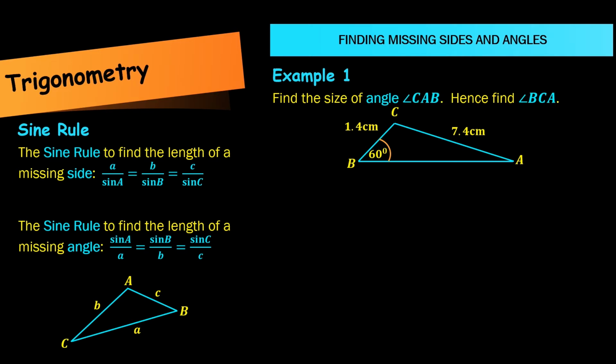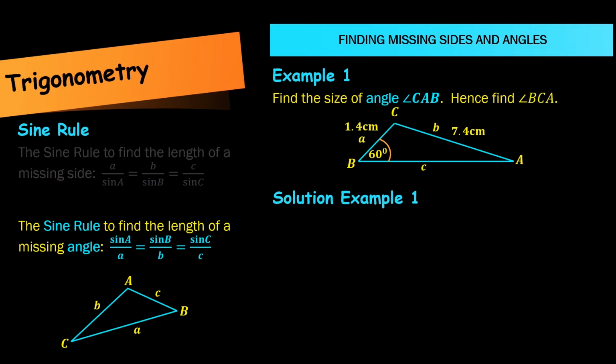In this example, we are required to find the size of angle CAB, and hence find the size of angle BCA. First, let's label all the sides correctly so that we can apply the sine rule. Little a goes opposite capital A, little b goes opposite capital B, and little c goes opposite capital C. And now let's solve. We're going to use the version of the sine rule highlighted in order to calculate the angle.